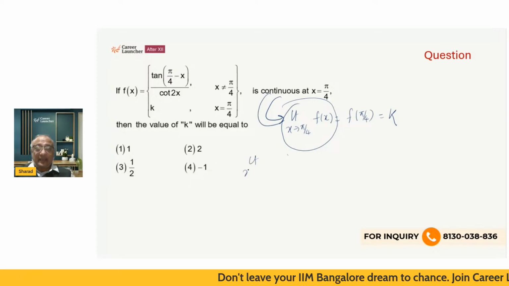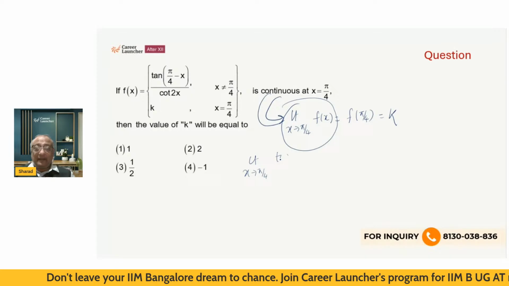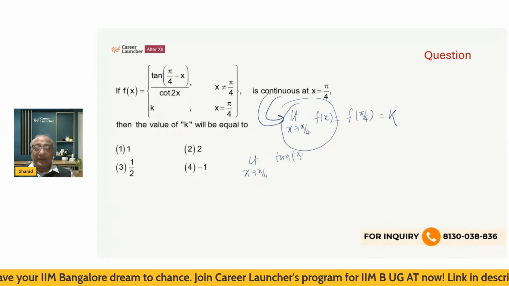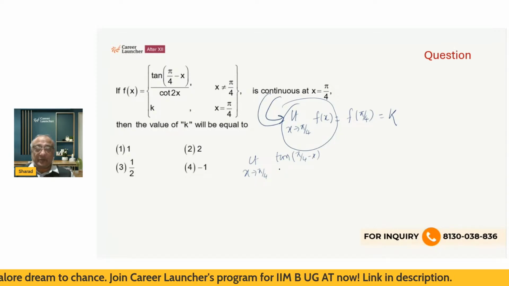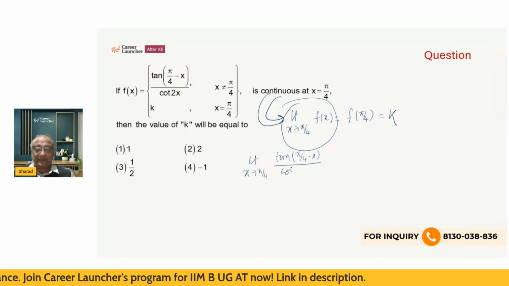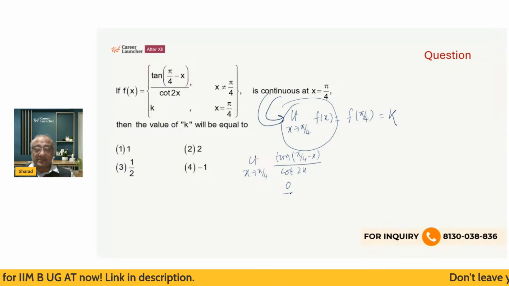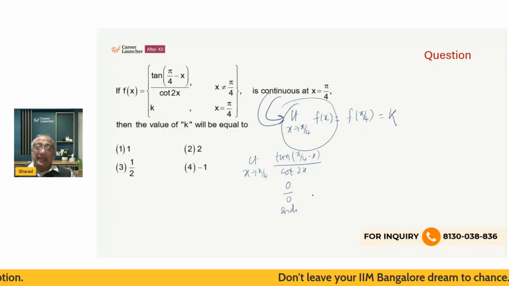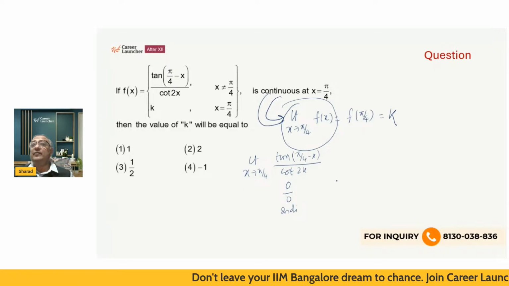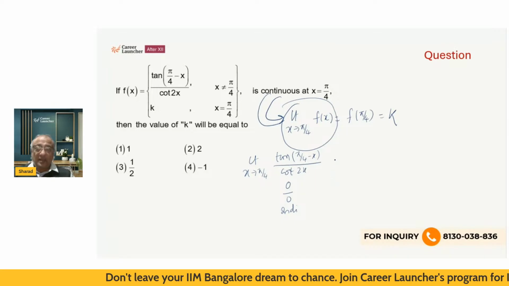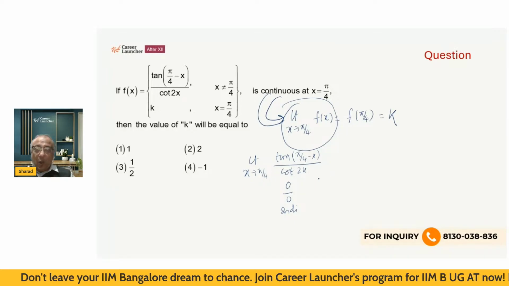Limit x tends to pi by 4, tan pi by 4 minus x. I'll also tell you a trick over here of evaluation of limit. Now let us put x equal to pi by 4. Upstairs is 0, downstairs is also 0, indeterminate form. I can do differentiation, but that will be very messy. Okay, so what is the funda?